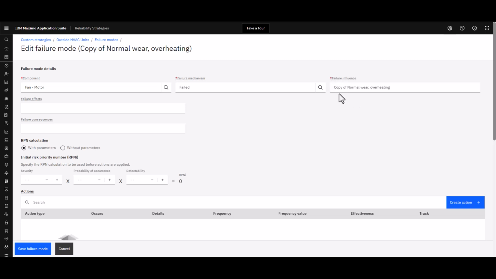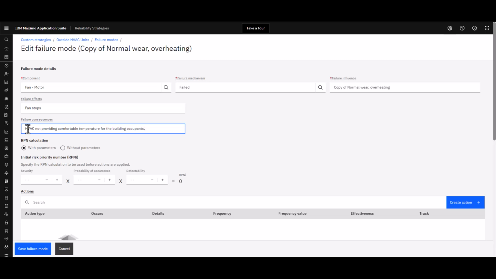And you can see it uses this term copy that's coming out of the library. So the different failure effects of this component, well, one of them, of course, is that the fan just simply stops. Okay, the fan is stopping because of the motor. And the failure consequences could be something along the lines of the HVAC not providing comfortable temperature for building occupants.